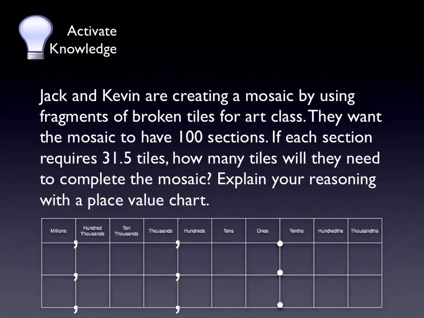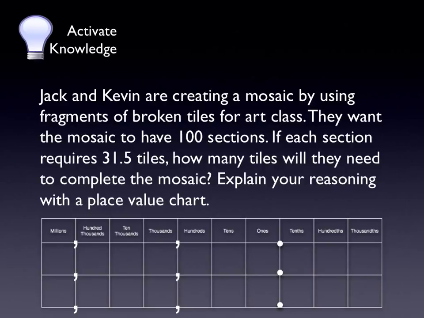Jack and Kevin are creating a mosaic by using fragments of broken tiles for art class. They want the mosaic to have 100 sections. If each section requires 31 5/10 tiles, how many tiles will they need to complete the mosaic? Explain your reasoning with the place value chart.